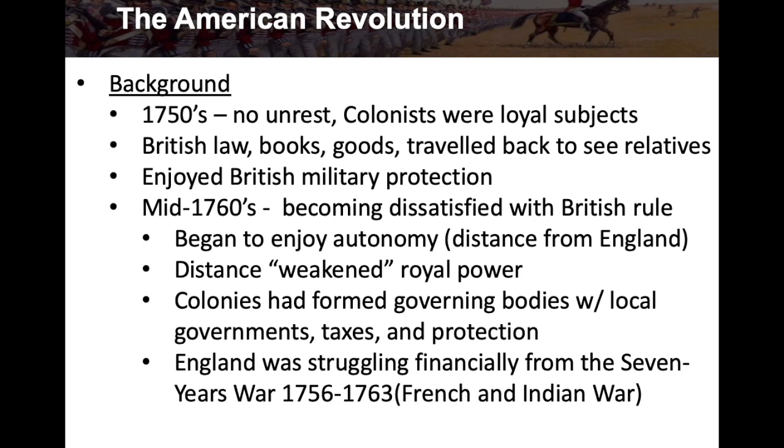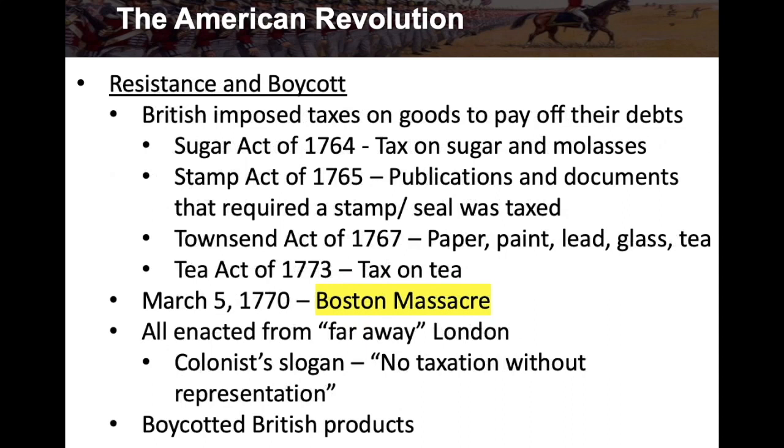And what really started happening was England was struggling financially from the 7 Years' War of 1756 to 1763. In the United States, we call it the French and Indian War. So England was basically in a lot of debt, struggling financially because of that war. And so what happened was the British imposed taxes on the colonies to help pay for this war. So what happens is we begin to have resistance and boycott.